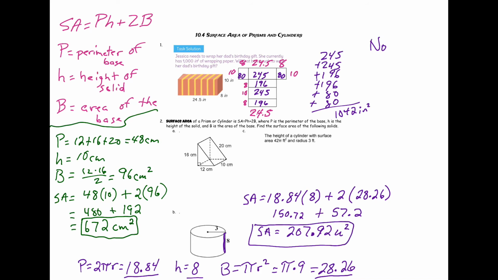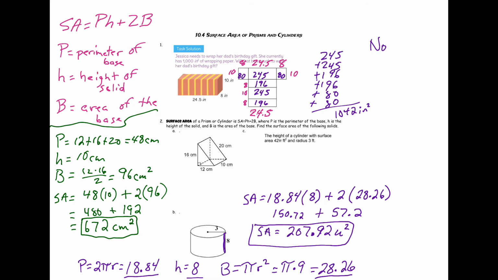So on your formula sheet, you might have something that looks a little bit different for cylinders, but essentially it is the same exact formula. It's going to be our perimeter of the base times height plus 2 times the area of the base. On your formula sheet, perimeter is just the formula for circumference, and the capital B is just the formula for area of a circle. So it breaks it down. I personally don't like to memorize a lot of different formulas, so knowing that this works for both of them, that's the one I like to use.